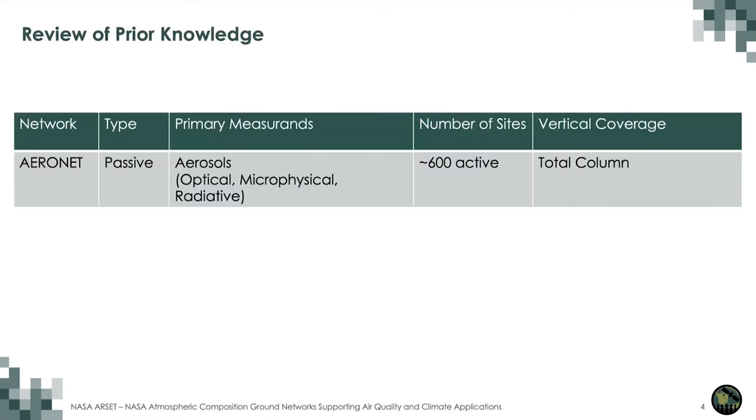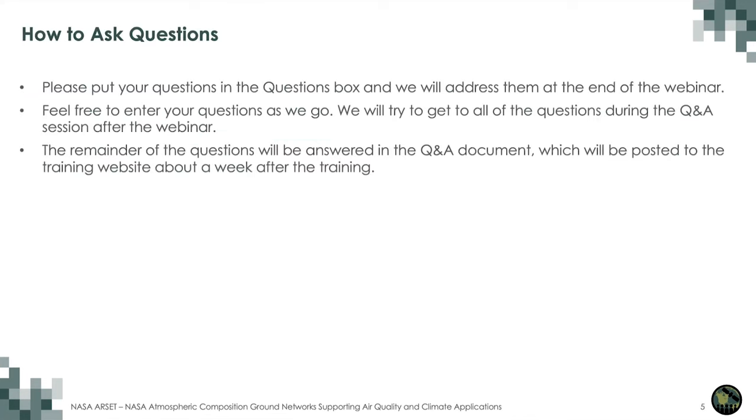Just as a review, last session we learned about AERONET. It's a passive remote sensing instrument measuring aerosol optical, microphysical, and radiative properties from more than 600 active sites around the world, giving total column aerosol information.